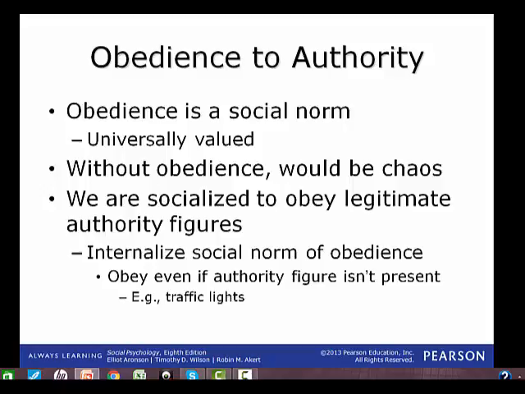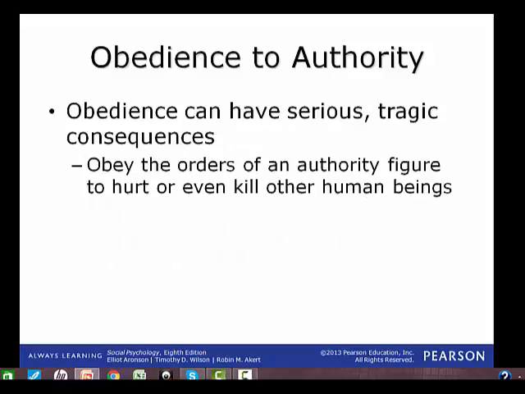Thinking about maybe even if the teacher's not in the room, we still don't cheat, right? Because we internalize that cheating is wrong, right? So we have this norm. This is not true for everyone, but in a lot of situations, obedience is so ingrained in us that we will follow the law even if there's no one there to enforce it.